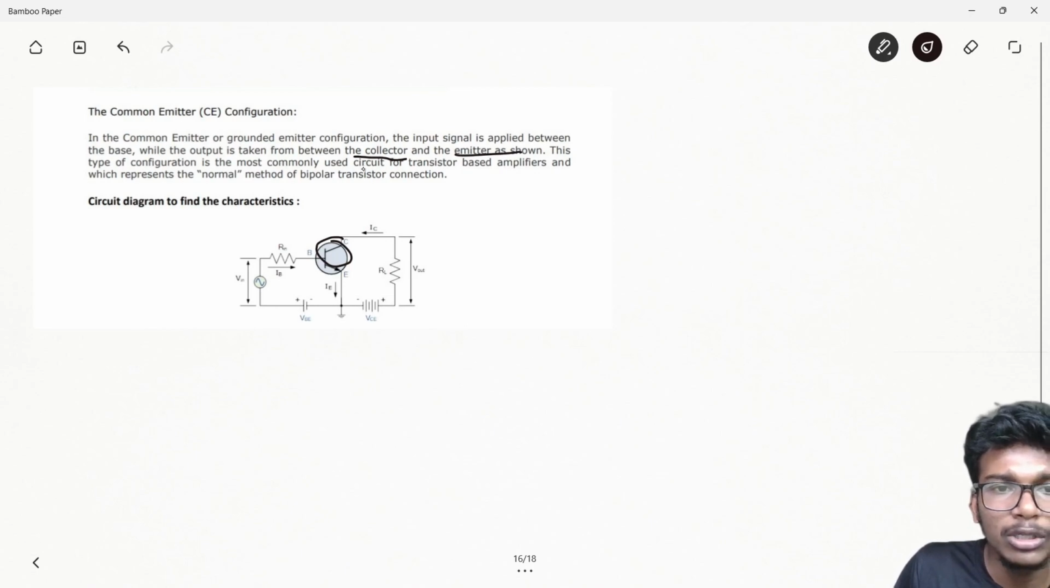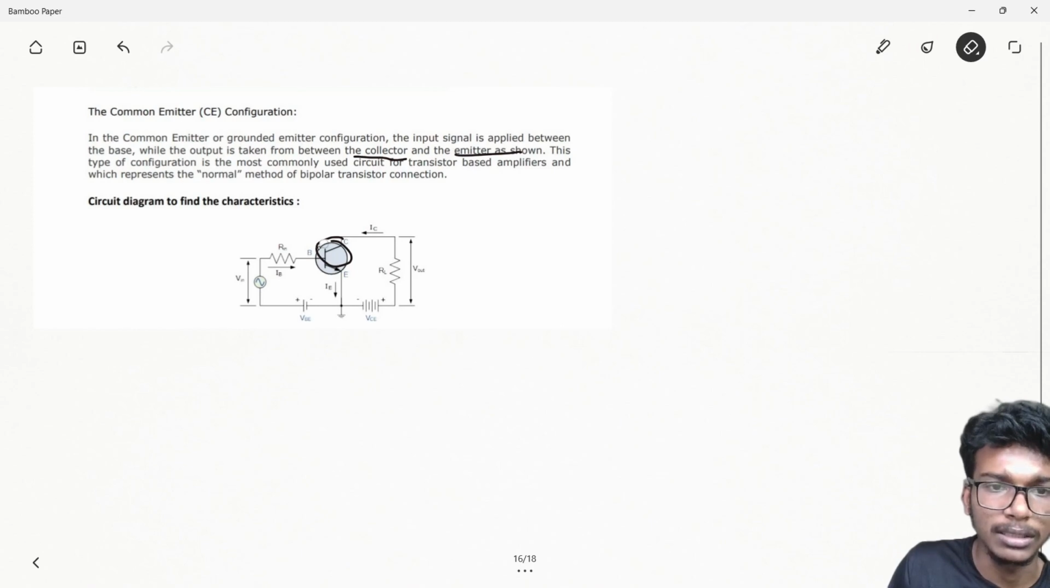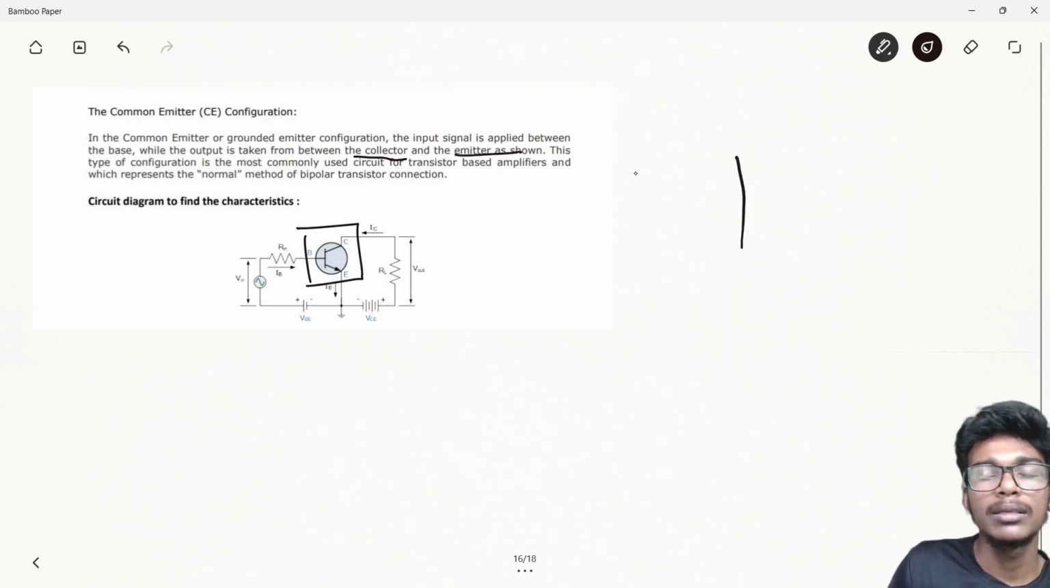This type of configuration is mostly used for circuits for transistor-based amplifiers, and it represents the normal method of using a bipolar transistor. That's what I mentioned. It is the most common configuration of BJT transistors, because it is most widely used in amplifiers for increasing the input signal. For those purposes, we use this type of configuration. This is the advantage of this transistor configuration.